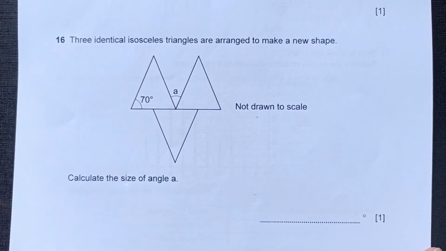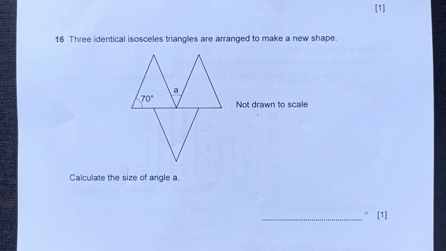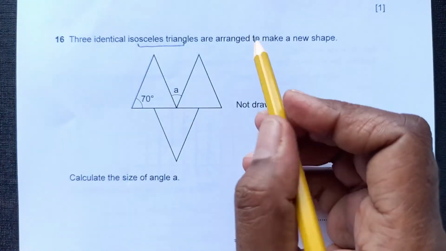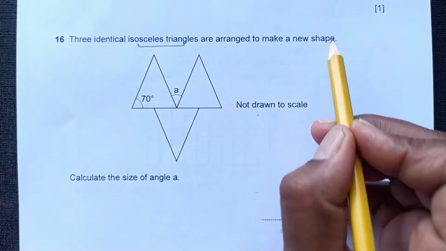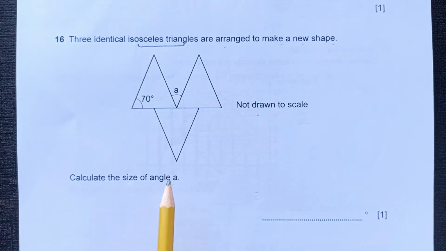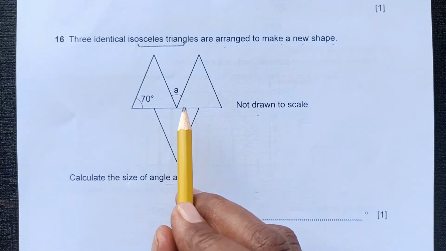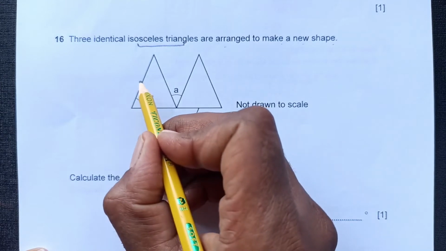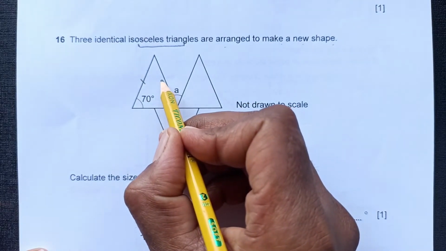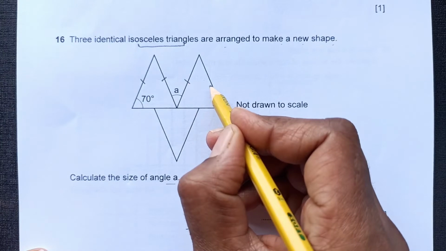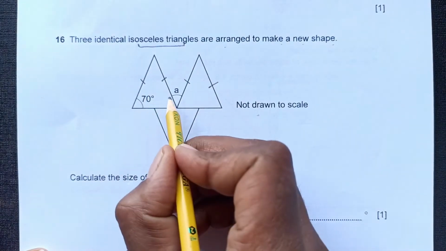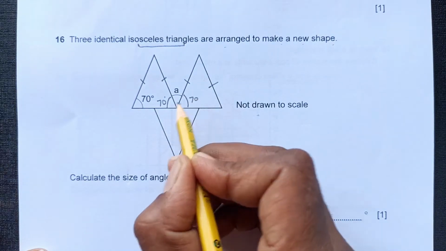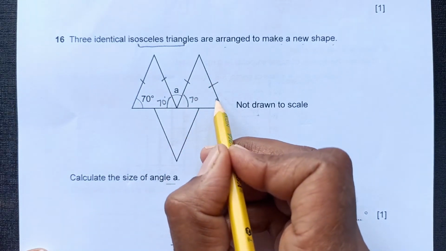Now number 16. 3 identical isosceles triangles are arranged. Isosceles triangles, where two sides are the same, are arranged to make a new shape. Calculate the size of angle A. Now, this is an isosceles triangle, right? So that means this side and this side are equal. Similarly from here, this side is equal. So if this is 70, this is going to be 70. And this is going to be 70 as well, because these are identical triangles.